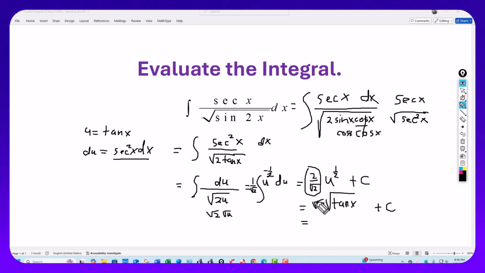Or, since this is a square root and this is a square root, I could write this as the square root of 2 tangent of x, plus the constant of integration. And that's your final answer.